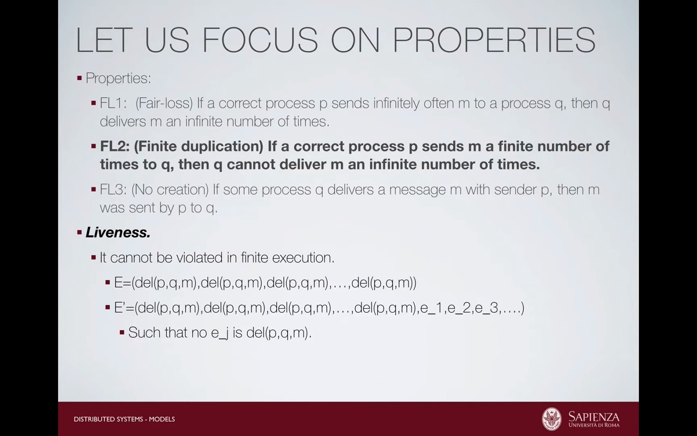So let's say that we have a finite execution in which Q delivers element M a lot of times. Then we can always extend it in such a way that all the future events that we put in the execution are never delivery events for message M. So in this case we have E prime that contains E, and is an extension of E where we create new events E1, E2, E3, and so on, and none of these is a delivery of message M. And this means that the liveness property that is finite duplication will be preserved.